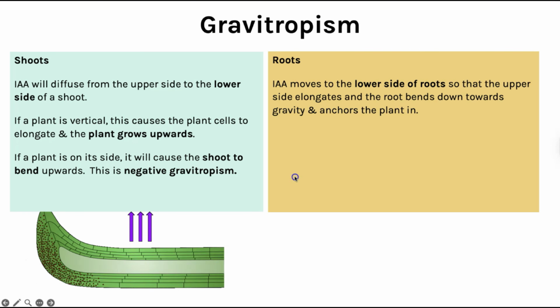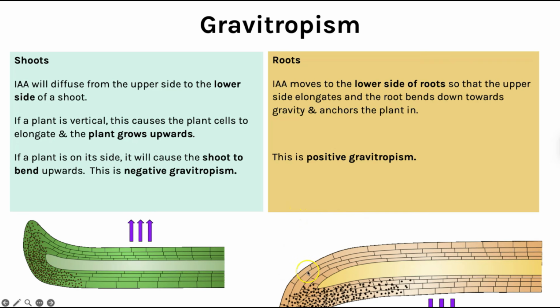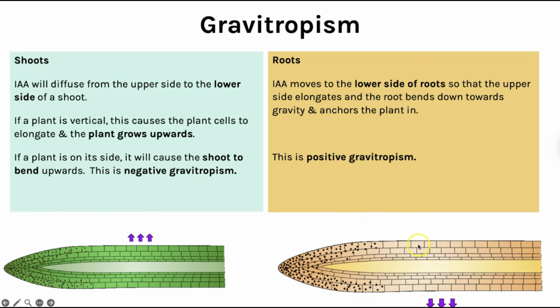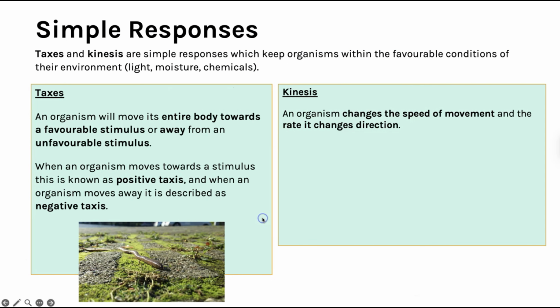In the roots, it's the opposite. The IAA will diffuse to the lower side of the root so that the upper side elongates and the lower side doesn't, so the root bends downwards towards gravity, which is a positive gravitropism.